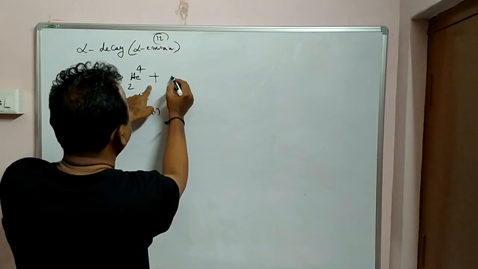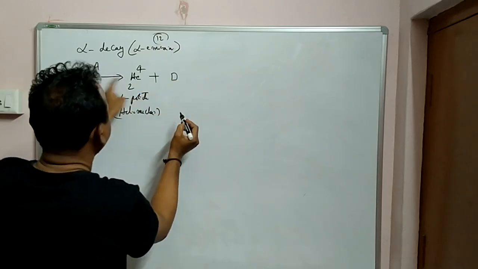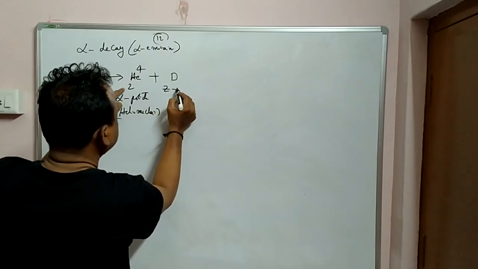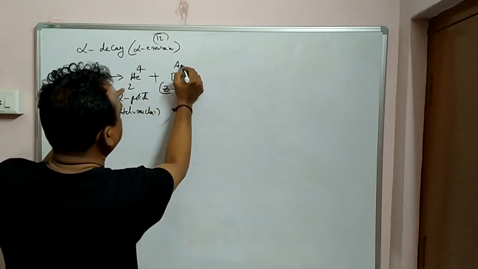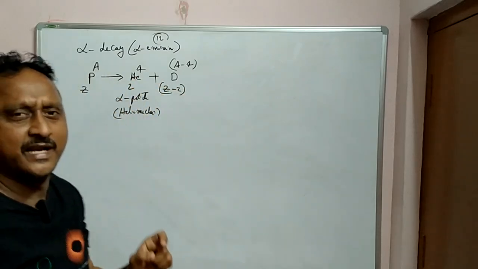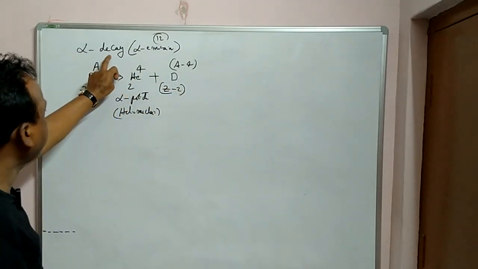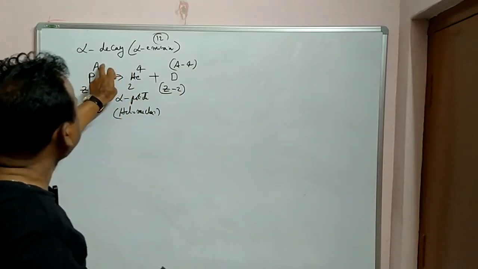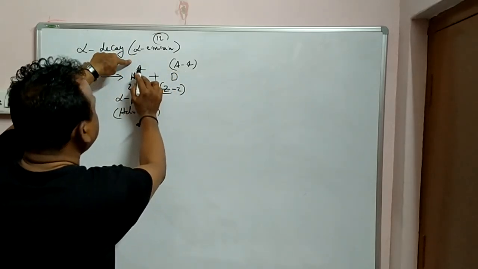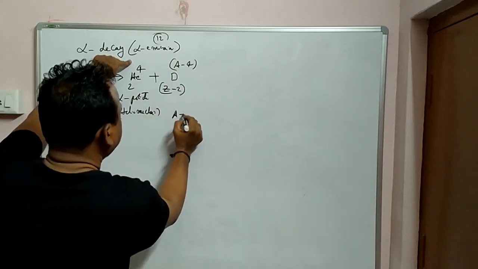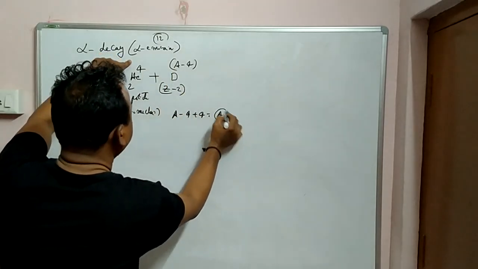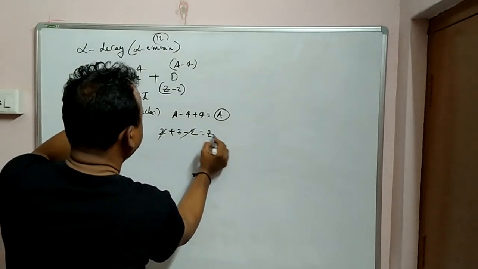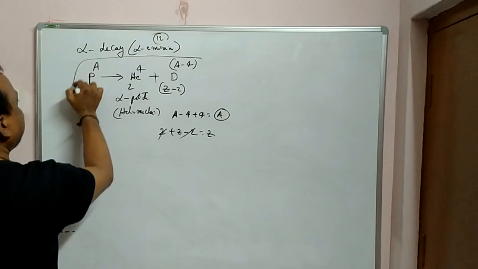And in this case, from parent to daughter nucleus, the atomic number is reduced by 2 and the mass number by 4 units. This is the main principle in alpha decay. You can balance it: 4 plus A minus 4, A, balanced. Again here 2 plus Z minus 2, Z, balanced. So this is the expression for alpha decay.